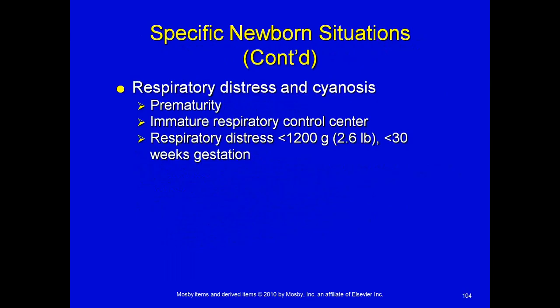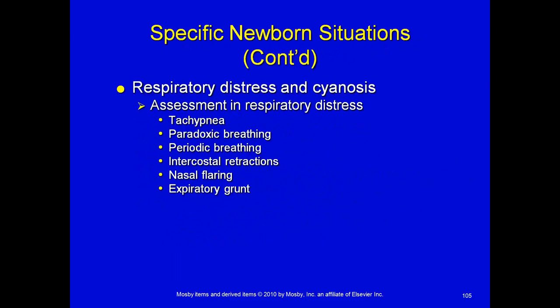With prematurity, the respiratory control center may be underdeveloped, and so it's very common to see respiratory distress in premature babies born less than 2.6 pounds or less than 30 weeks of gestation. As far as respiratory distress and cyanosis, you would assess in your patient who is tachypneic, paradoxic breathing, where one side of the chest is moving and the other is staying still, periodic breathing, which might be Cheyne-Stokes, and intercostal retractions, just an indication that they're working really hard to breathe.